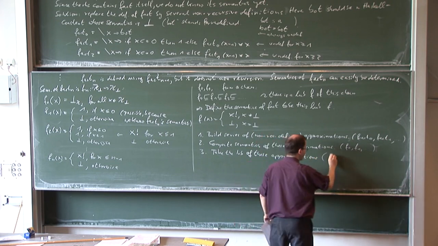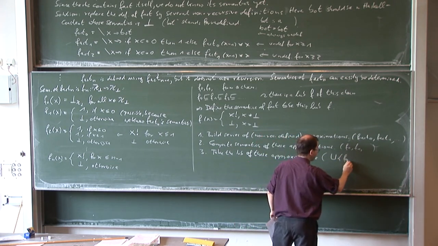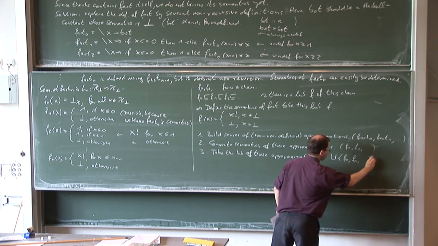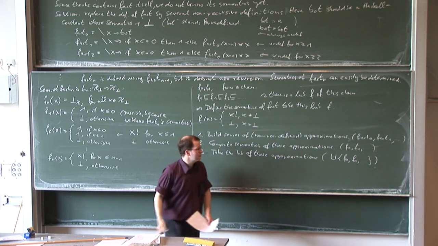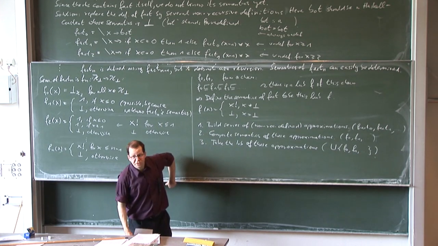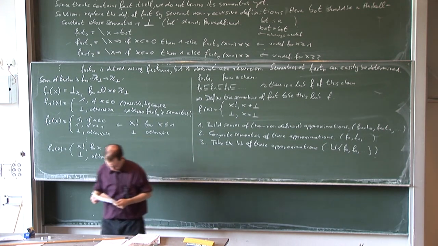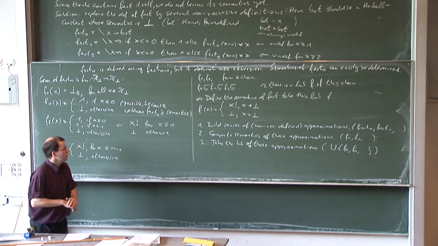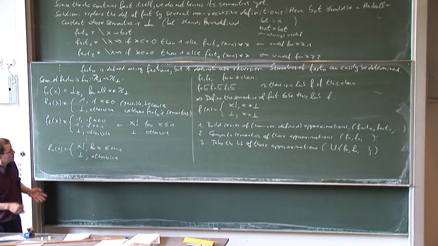So this would be the least upper bound of f0, f1, and so on. And this is the semantics of factorial. So this is alternative 1. Now, let's make it more precise. How do we get these approximations?